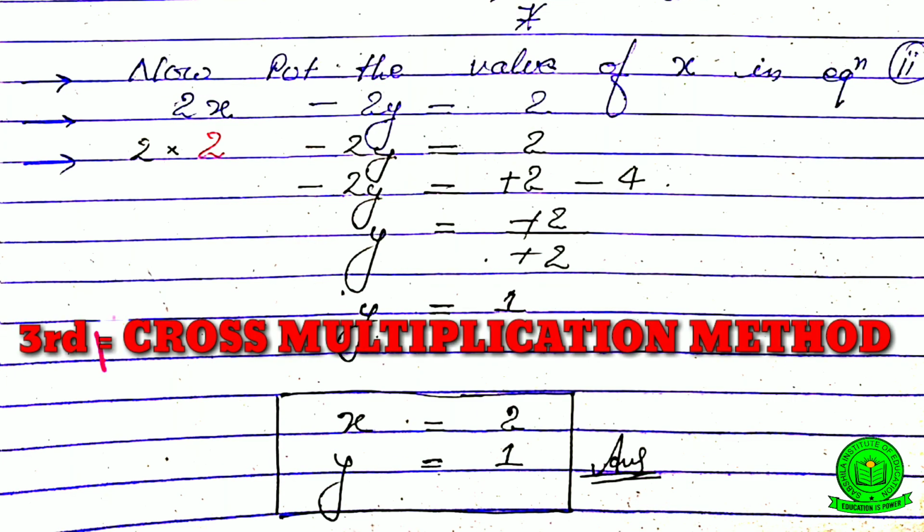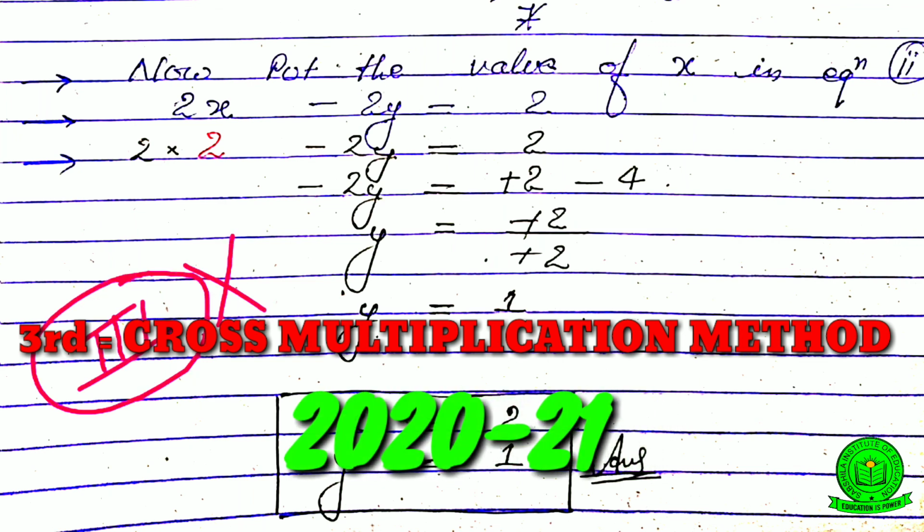The third method is the cross multiplication method, and we don't need to read that method.